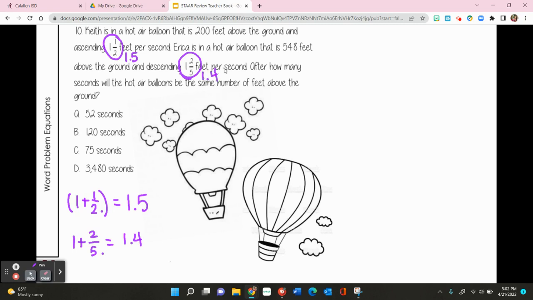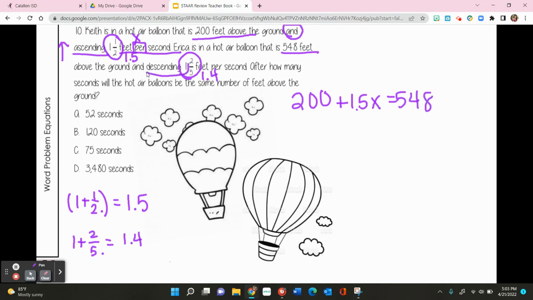So let's go ahead and look at Keith's hot air balloon first. So Keith is 200 feet above the ground. So that's his starting point. So I'm going to put 200. And it is ascending. Remember, ascending means we are going up. So we're going to be adding 1.5 feet per second. This word per lets us know that the 1.5 should get an x, plus 1.5x. Then this is equal to Erica. Erica is 548 feet above the ground. And she is descending. So that means she's going down, which means we should be subtracting 1.4 feet per second. And that word per, each, every indicates x.